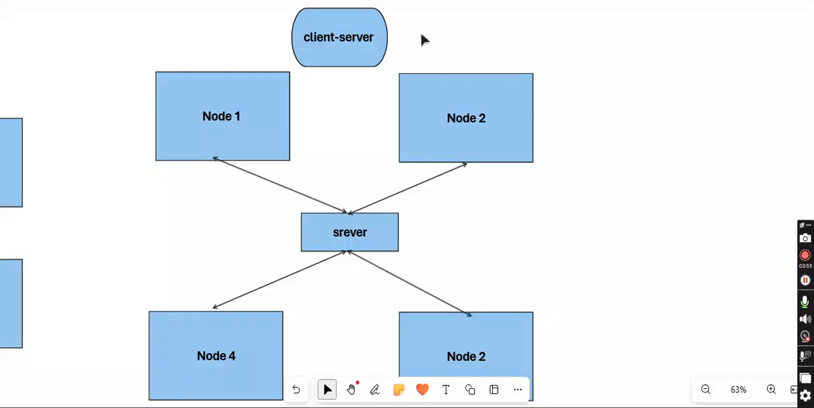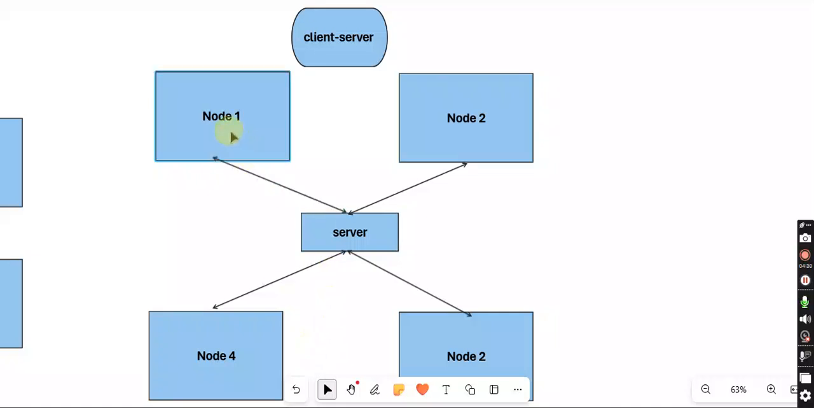Client-server model. This is what happens: all the computers are connected to some central server. For example, in your computer lab, they may be connected to some central computer. If node 2 has to send a message to node 4, it cannot send it directly. It will have to first send it to the server, and then the server will decide, and the server will send it ahead to node 4.